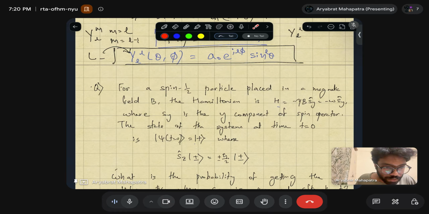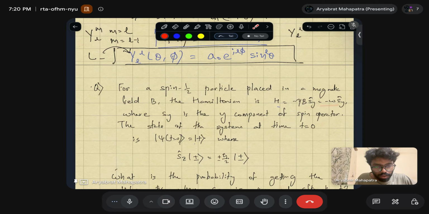So yeah, you have a spin-half particle, and it is placed in a magnetic field, and then the Hamiltonian of that system is given to be minus gamma B S_y, or otherwise you can write it to be minus omega S_y. So this is basically the energy of the system.